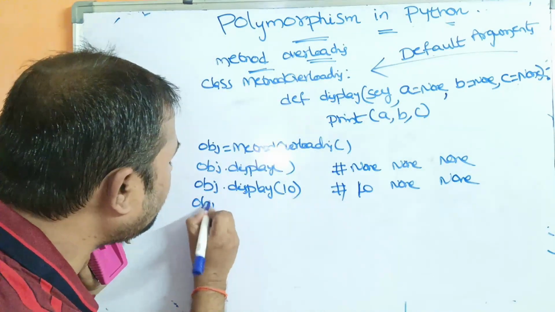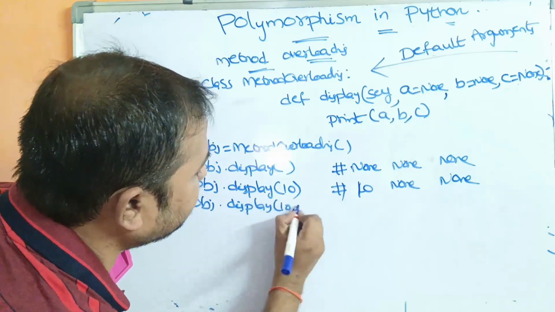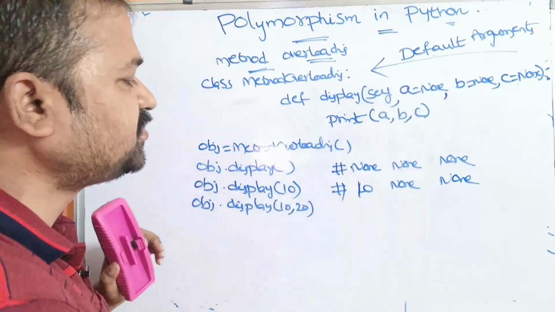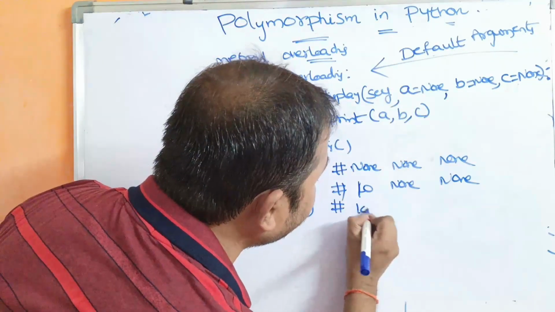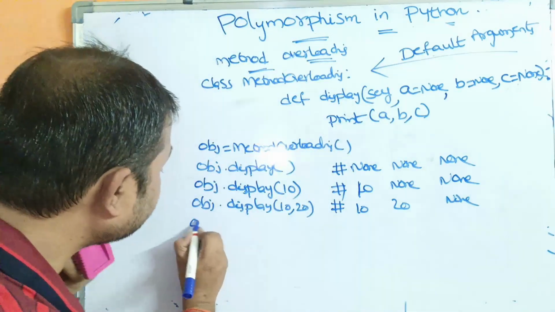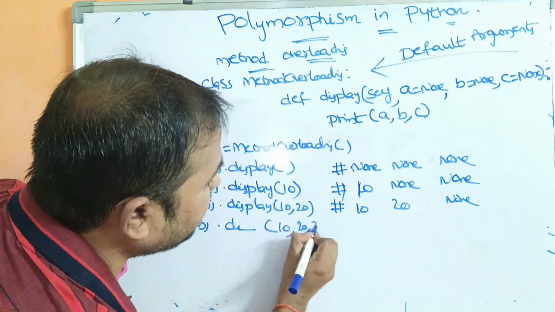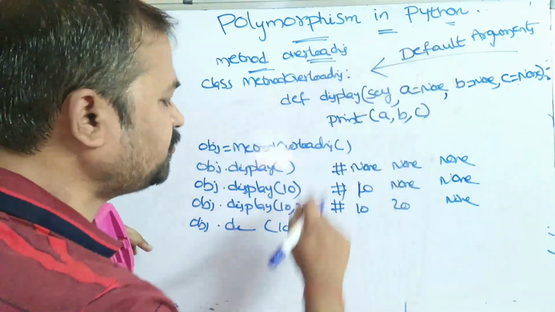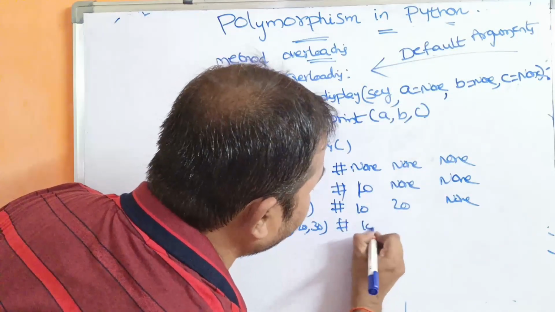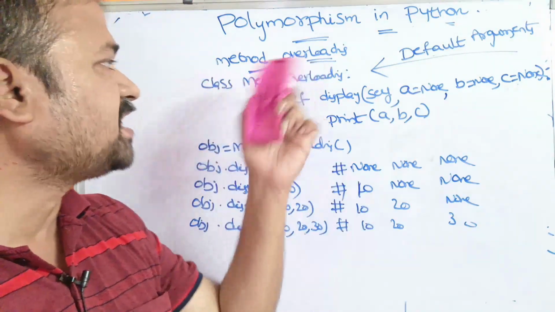Now let us call the function with two arguments, 10 comma 20. This 10 will be passed to A and 20 will be passed to B. So now A value is 10, B value is 20, C value is None. Now let us call the function with three arguments, 10, 20, 30. Now 10 is passed to A, 20 to B, and 30 to C. Now the output is 10, 20, 30. So this is about method overloading.